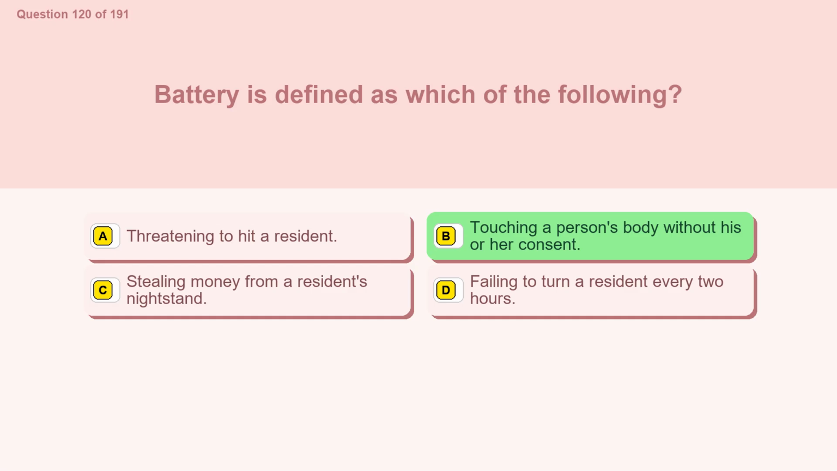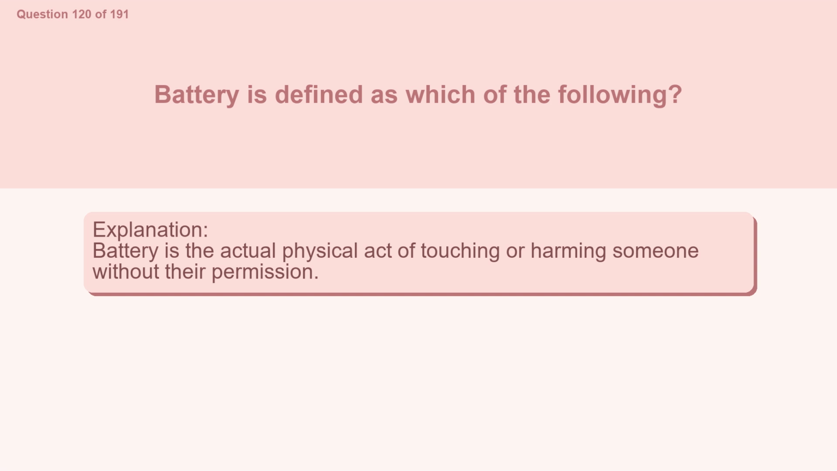The correct answer is option B. Touching a person's body without his or her consent. Battery is the actual physical act of touching or harming someone without their permission.